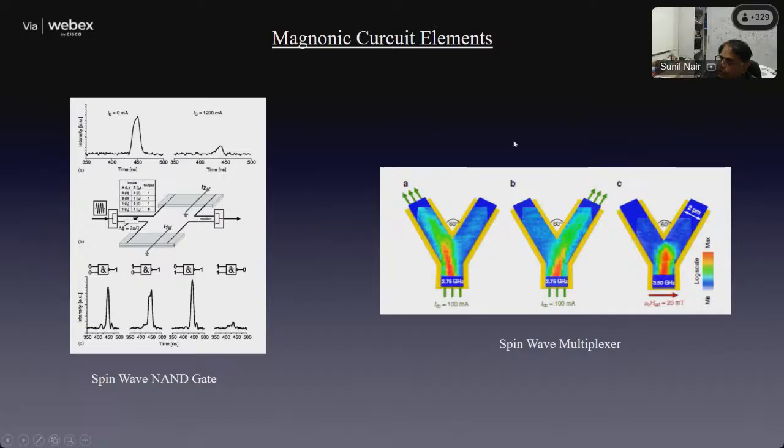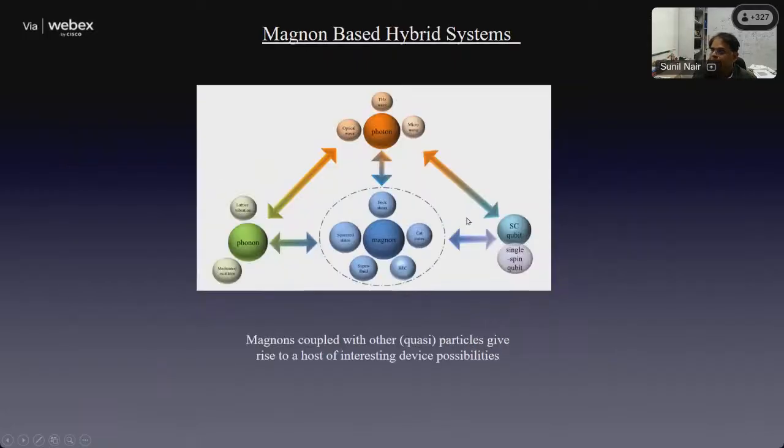Like for instance, I'm showing you, I forgot to put the reference here. This is a paper from a few years back where they have shown the first set of magnonic circuit elements. What they did here was to make a spin wave NAND gate on the left side and also a spin wave multiplexer on the right. So as you can see, now we have moved to a NAND gate as a universal gate. So you have moved to gate operations using magnons. They have also moved to multiplexing operations using magnons and so on. Now, another real interest.